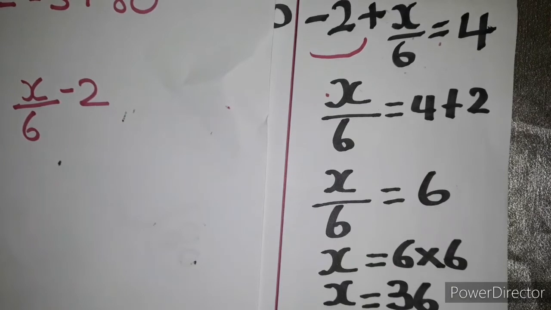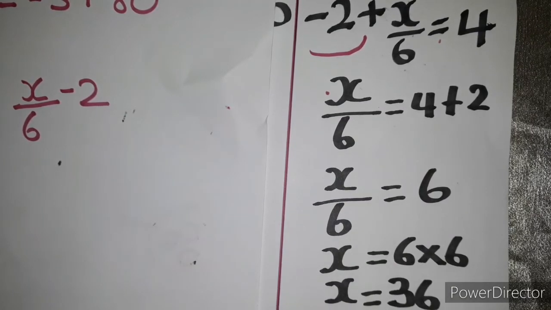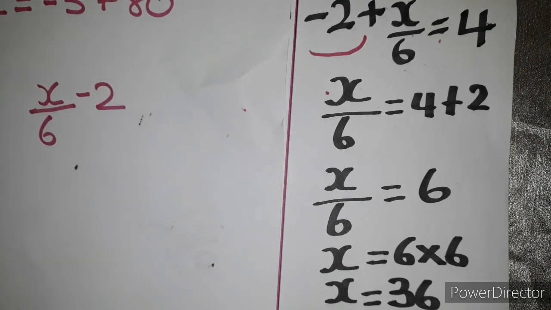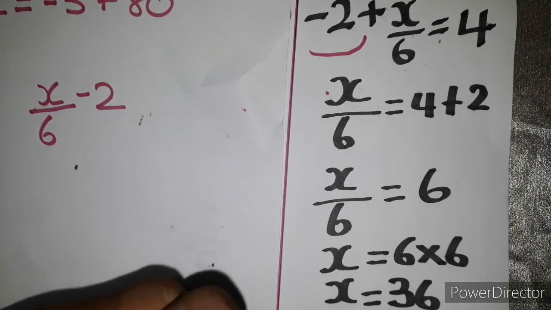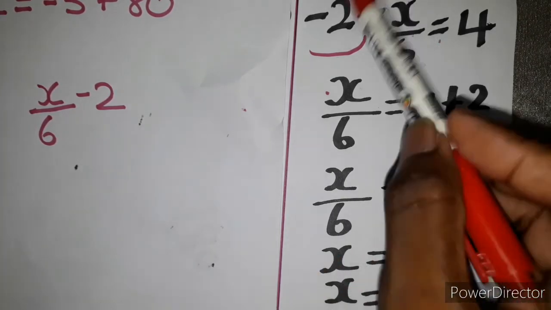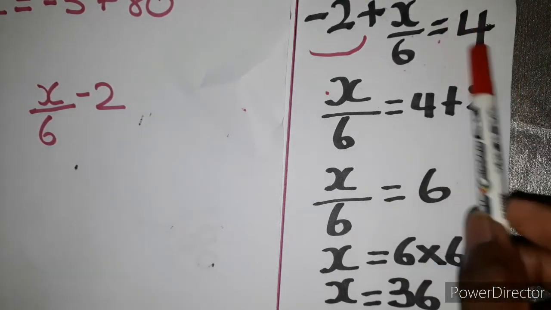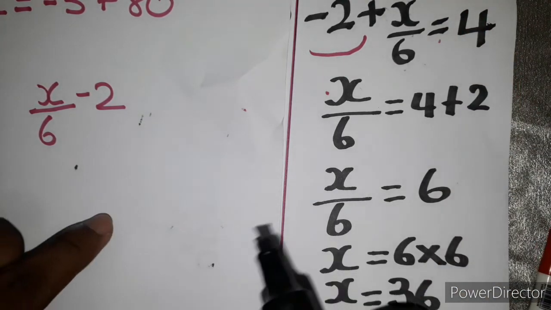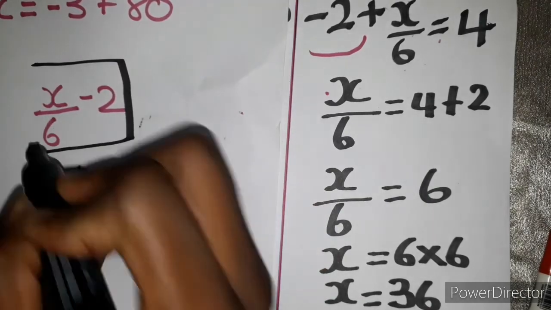Alright, so one final thing. We know the value of x in this equation is 36. Now this is just an insurance. This is just a check to make sure that your answer is correct. How can you know if your answer is correct? All you do is substitute this value back into the original equation, and when you work it out, you're supposed to get 4. So let's try it and see if we'll get 4.